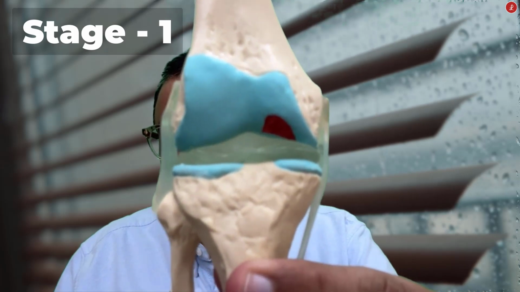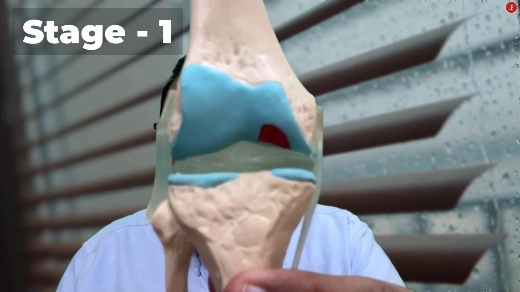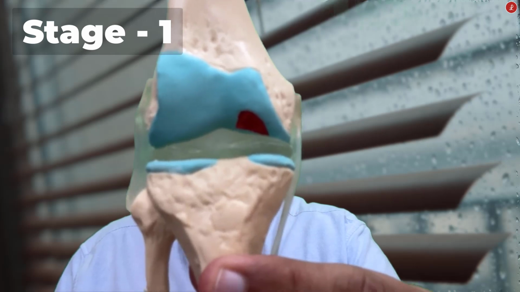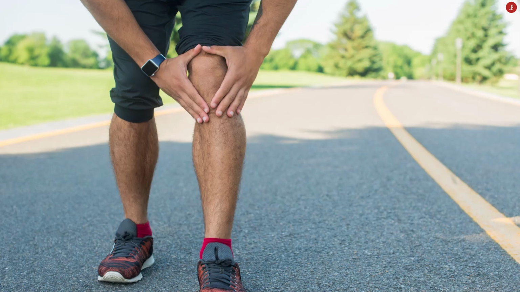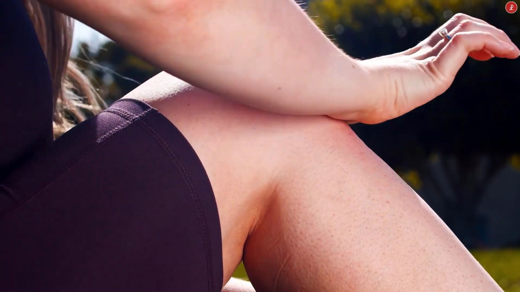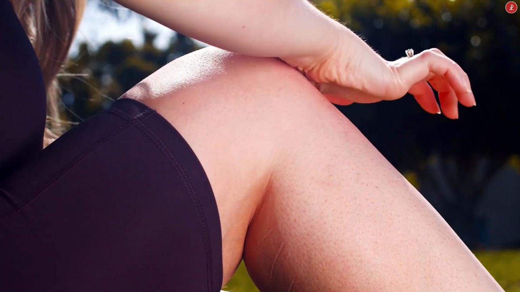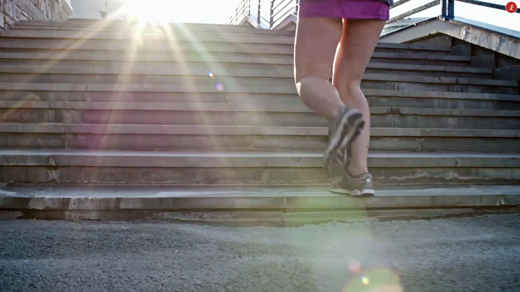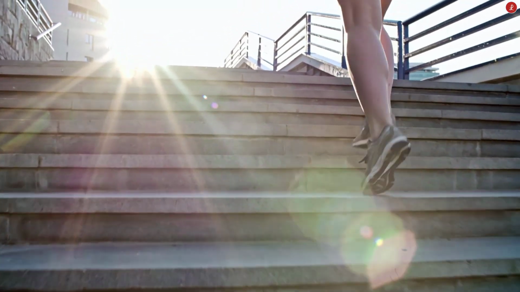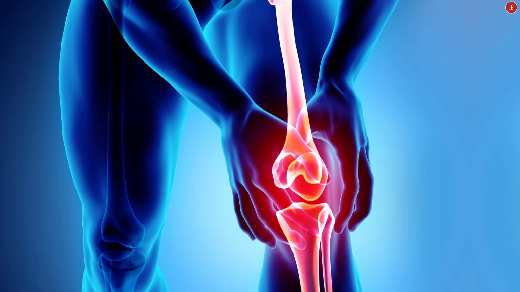In its mildest form, this is stage 1, where you get occasional pain or stiffness, and this is how it looks. Experiencing mild pain while walking is going to happen. The patients may also notice mild discomfort when walking or climbing stairs, and swelling might not be prominent yet, but there can be a sense of joint instability too.